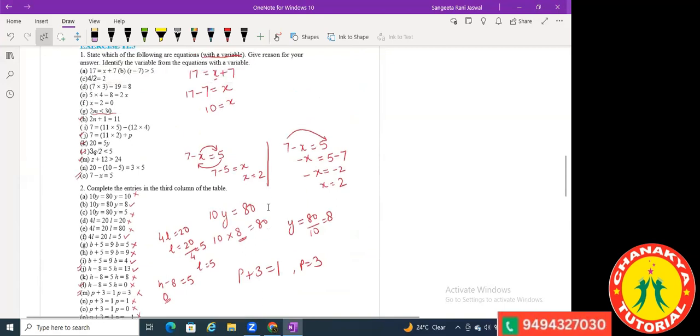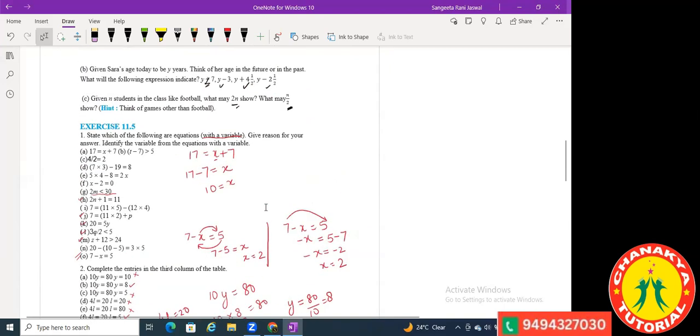That will be for finding the value of the variable. Okay, the important thing in this chapter is how to find the value of a variable. Now we'll find.